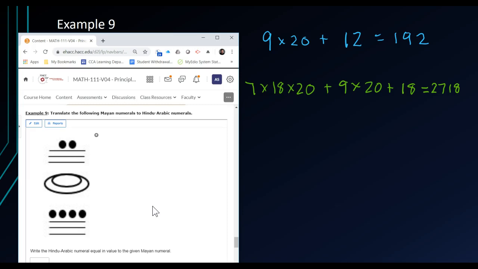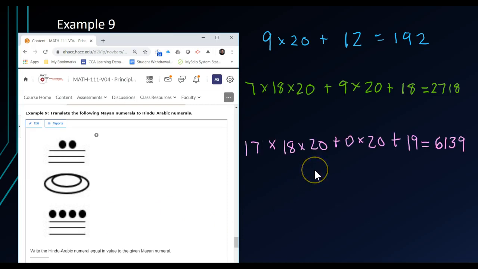Back to this now. Again, you have 3 positions here, so this number here is 17. That's going to be in the 18 times 20 position. You have 0 in the 20 position, and you have the number 19 in the 1's position. And so when you total that together, you get 6,139.